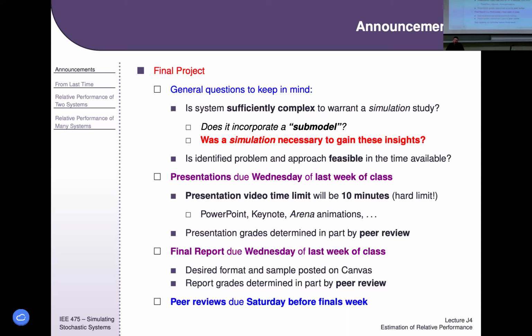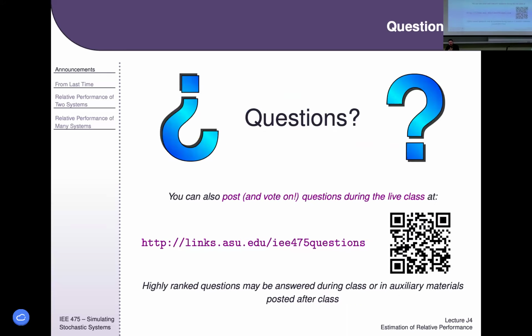That's the goal. So that all culminates in the last week of class, Wednesday of the last week of class. Upload these to Canvas. We're not presenting them in class. They're just uploaded to Canvas. So it's a 10-minute presentation and a 4-page report. Then between Wednesday and Saturday of that week before finals week, you'll watch one of those videos, you'll read one of those reports, and you'll fill out your own peer review. And that's the plan there.